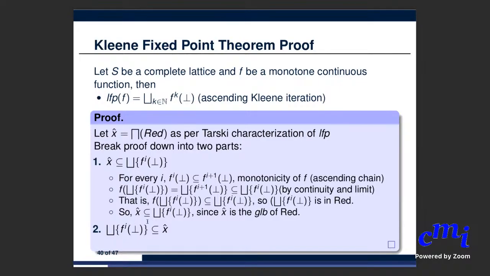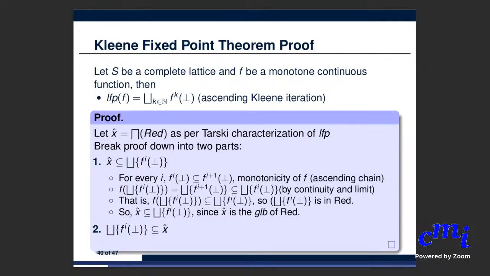And so once again, this is in the reductive set. Since x hat is the greatest lower bound of this set, and I've shown that this limit itself is in the reductive set, x hat is less than or equal to that. So it's basically saying that as long as there's no discontinuity, this has to fold in on itself.